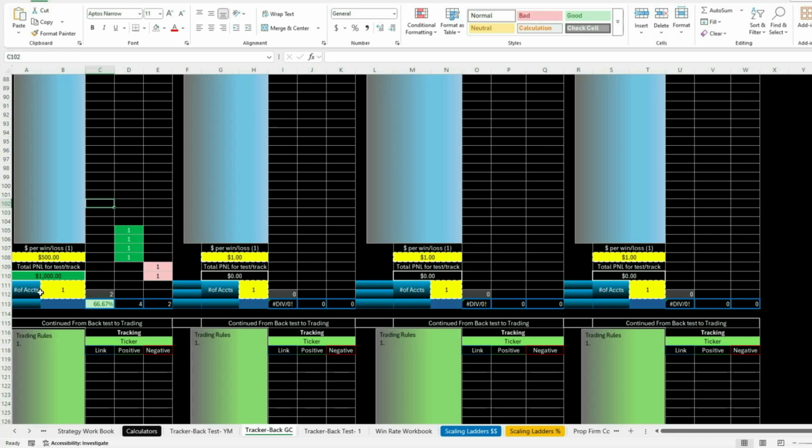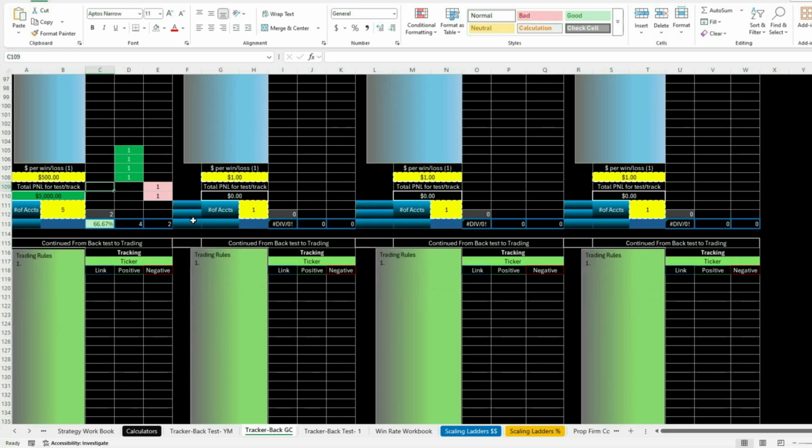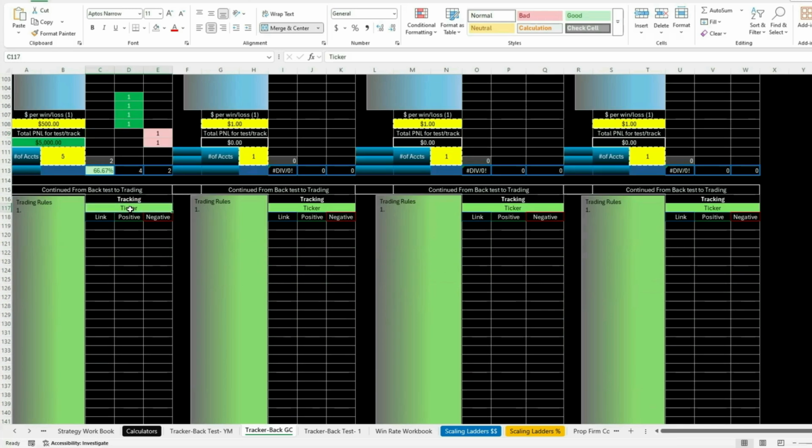But if I was copy trading that on 5 accounts, then I would click number 5 over here, and I could see that that same $500 per trade could actually make me $5,000 in this same time frame because of the 5 accounts copy trading. So pretty sweet.